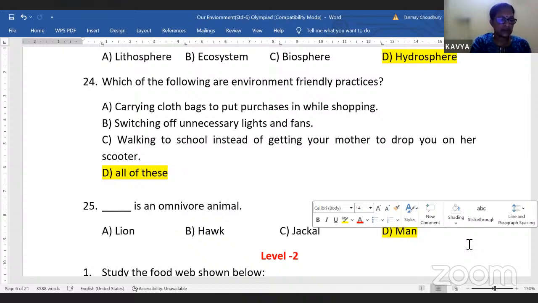Yes, all of these. Has acid rain ever happened in India? Yes, acid rain happens everywhere, because the entire Earth is surrounded by these greenhouse gases. Once it rains, wherever it rains, the rainwater mixes with these gases, carbon dioxide, sulfur dioxide and nitrogen dioxide, and it falls down as acid rain. Now we'll do level 2.